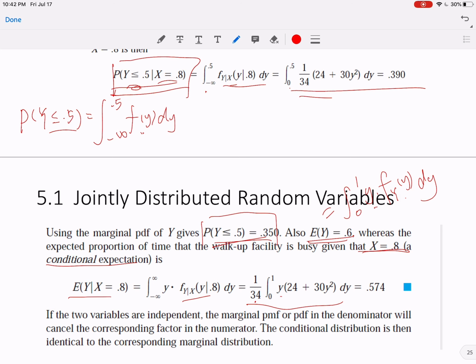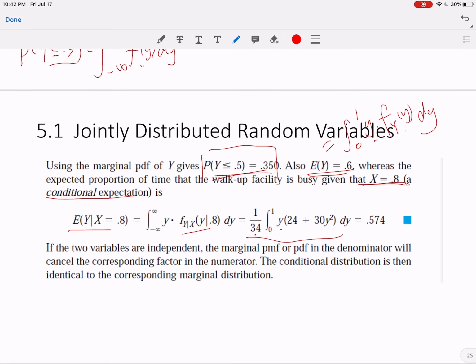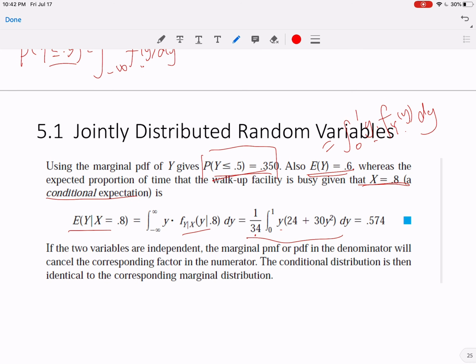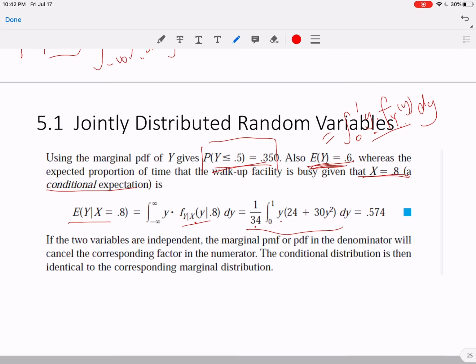So I just put this over here to let you know that if you want to find the conditional expectation, you just need to do it in the regular way. The only difference is that what is multiplied here is the conditional PDF, whereas for the regular expectation we use y times the marginal PDF inside. That's the main difference. All right, that's pretty much all for this video.